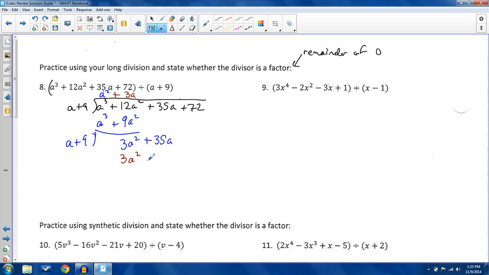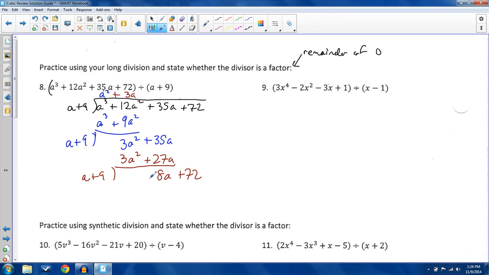Just like when you do regular long division, we're trying to get rid of one of our places, like hundreds place, tens place, whatever it is, until we break it down to the units place and get rid of that. So that becomes 0, and this becomes 8a. This is plus 72 when I bring this guy down right here. And we're going to compare that to a plus 9 as well.